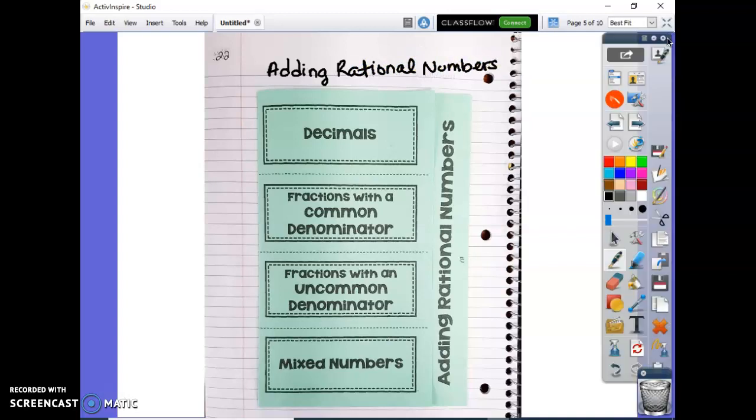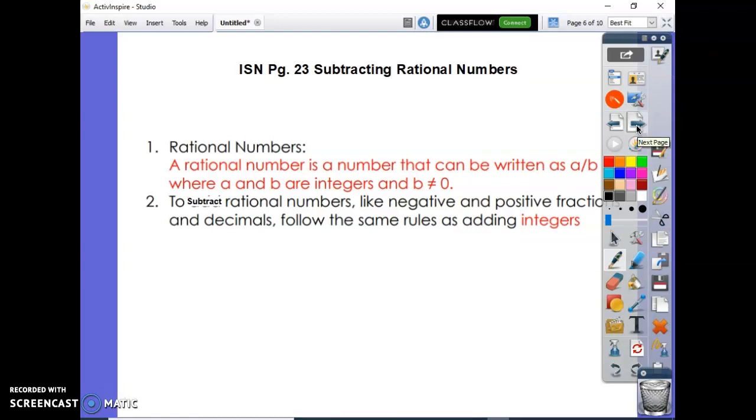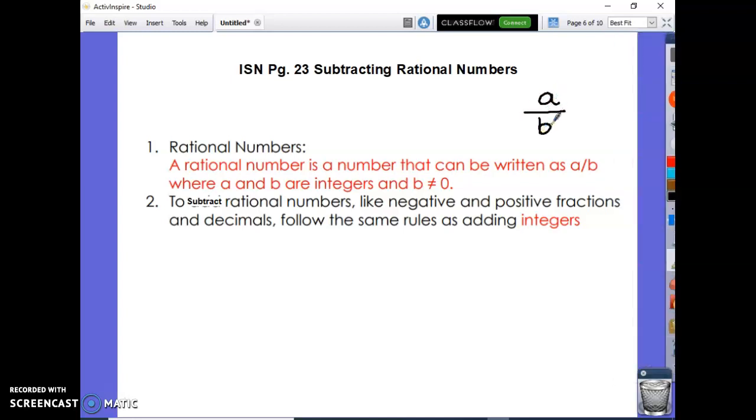Okay. That's page 22. On to page 23, subtracting rational numbers. Well, it's the same exact thing. Rational numbers, again, is any number that can be written as a fraction, a over b, where a and b are integers and b cannot equal 0. However, to subtract rational numbers, just like with addition, it's going to be the same exact thing.